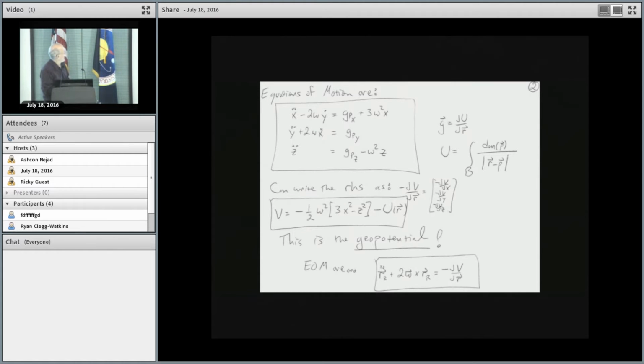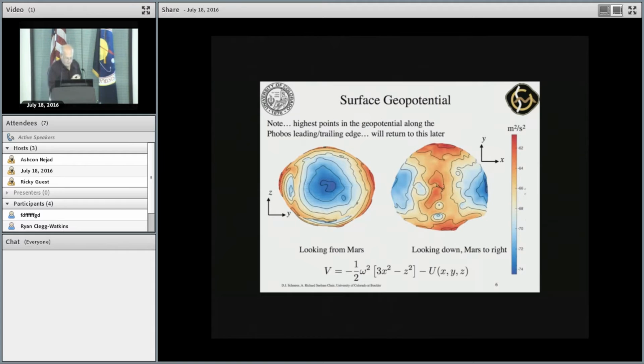From this, we can define what really motivates the rest of the discussion, which is the geopotential, which has this tidal term and then the mass term from the mass distribution of Phobos. We're assuming constant density, of course. And then you can actually write the equations of motion as well. So that's it for math for a couple slides. Once we have this geopotential, this really defines everything dynamical about Phobos and in this Phobos environment.